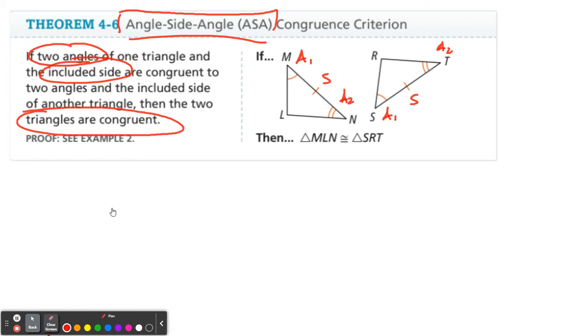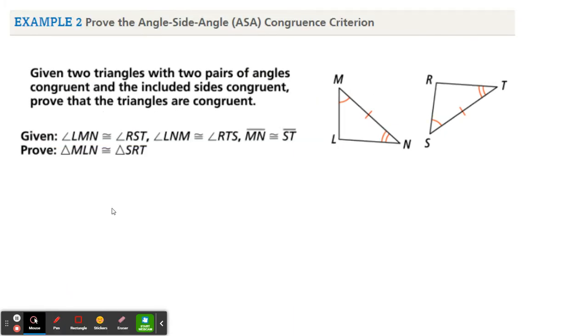Again, this is not always the prettiest of slides, but I will do my best here. It says, given that the 2 triangles have 2 angles congruent and the included sides congruent, prove that they're congruent. And name the angles with 3 letters. So LMN is angle M, and RST is angle S. I will use 3 letters too.